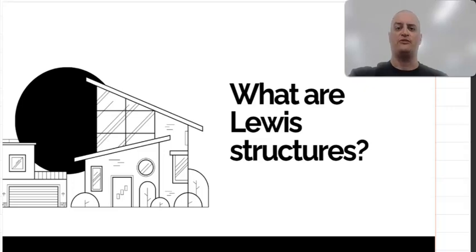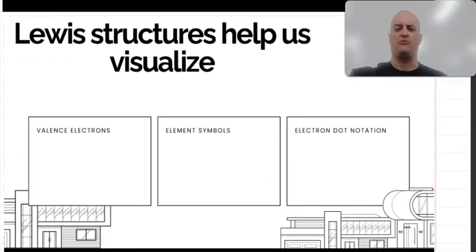Hello, today we're going to learn about Lewis structures. We saw a little bit of this in the previous video, however we didn't go into anything about it. So, Lewis structures help us visualize. We first need to talk about how valence electrons are determined. That is the group number of the element in question, its ones digit.